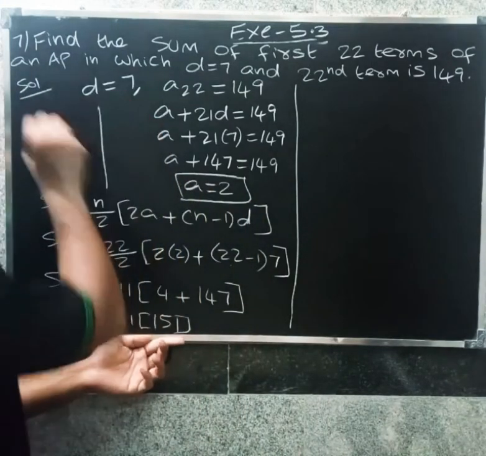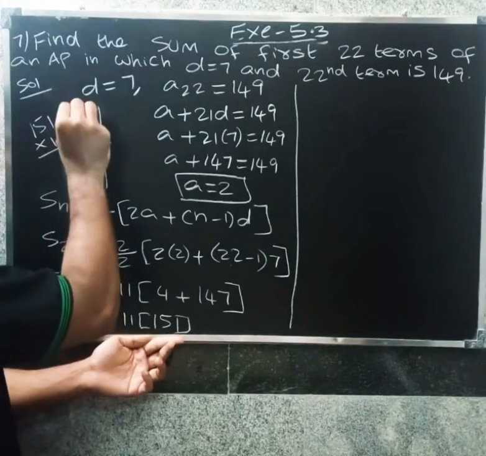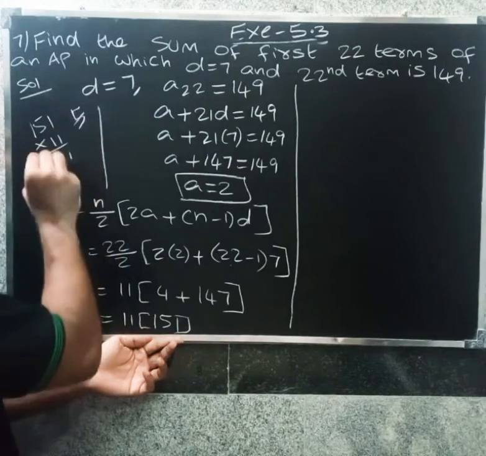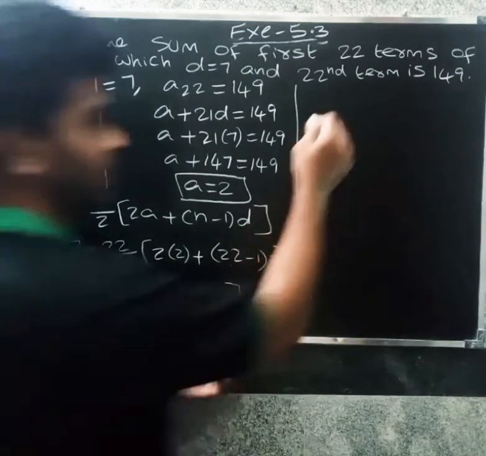So 151 into 11. So the answer is S22 equal to 1661.